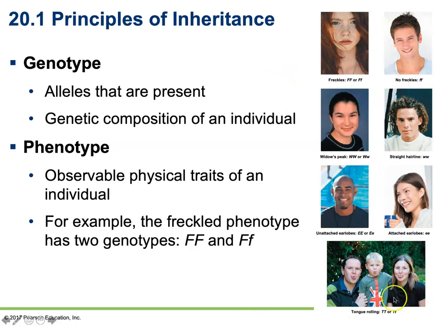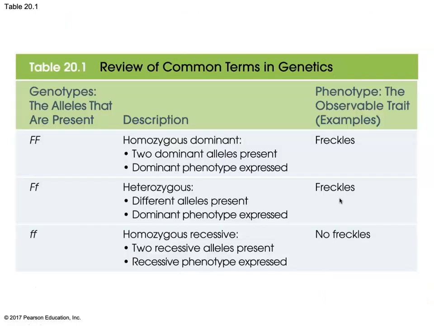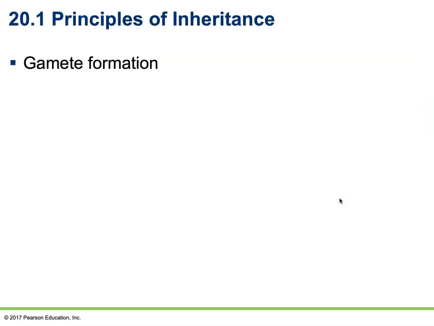Spend some time practicing with the rest of these individuals. See if you can put under each picture what the genotype is and what the phenotype is. Here, table 20.1 helps review some of those common terms in genetics that we have already mentioned. Gamete formation.